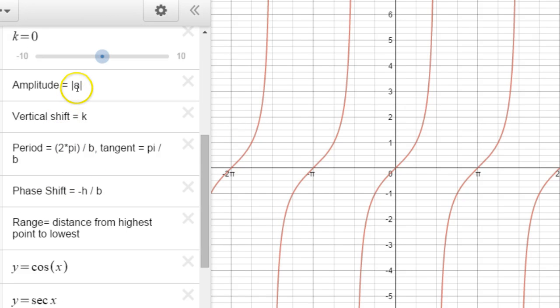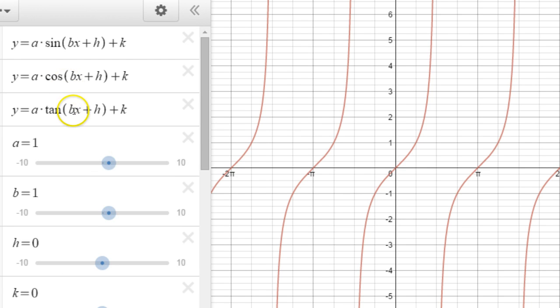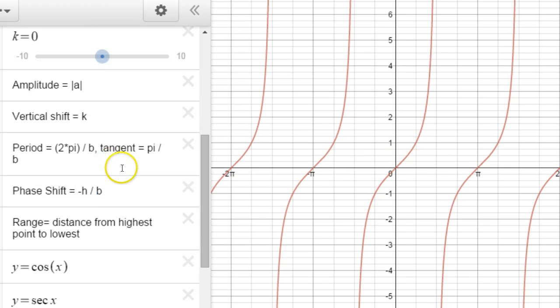Okay, now the formula is still amplitude. Well, amplitude is not going to be used as much because we're not dealing with wave height. Vertical shift is still going to be there. Period for tangent is going to be pi divided by b. So whatever number b is, the period is pi divided by it. And if you notice, from negative pi halves to pi halves, I've completed one complete cycle of tangent.